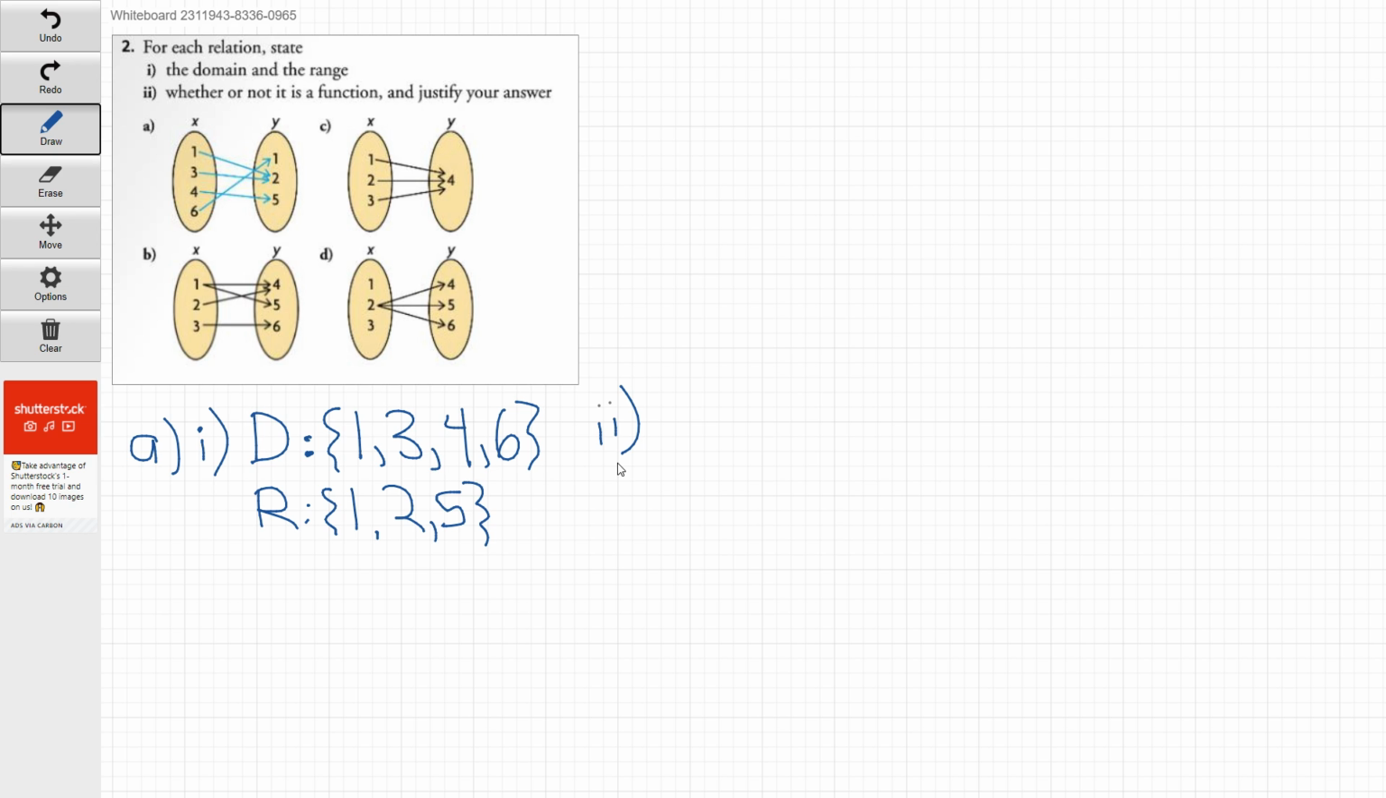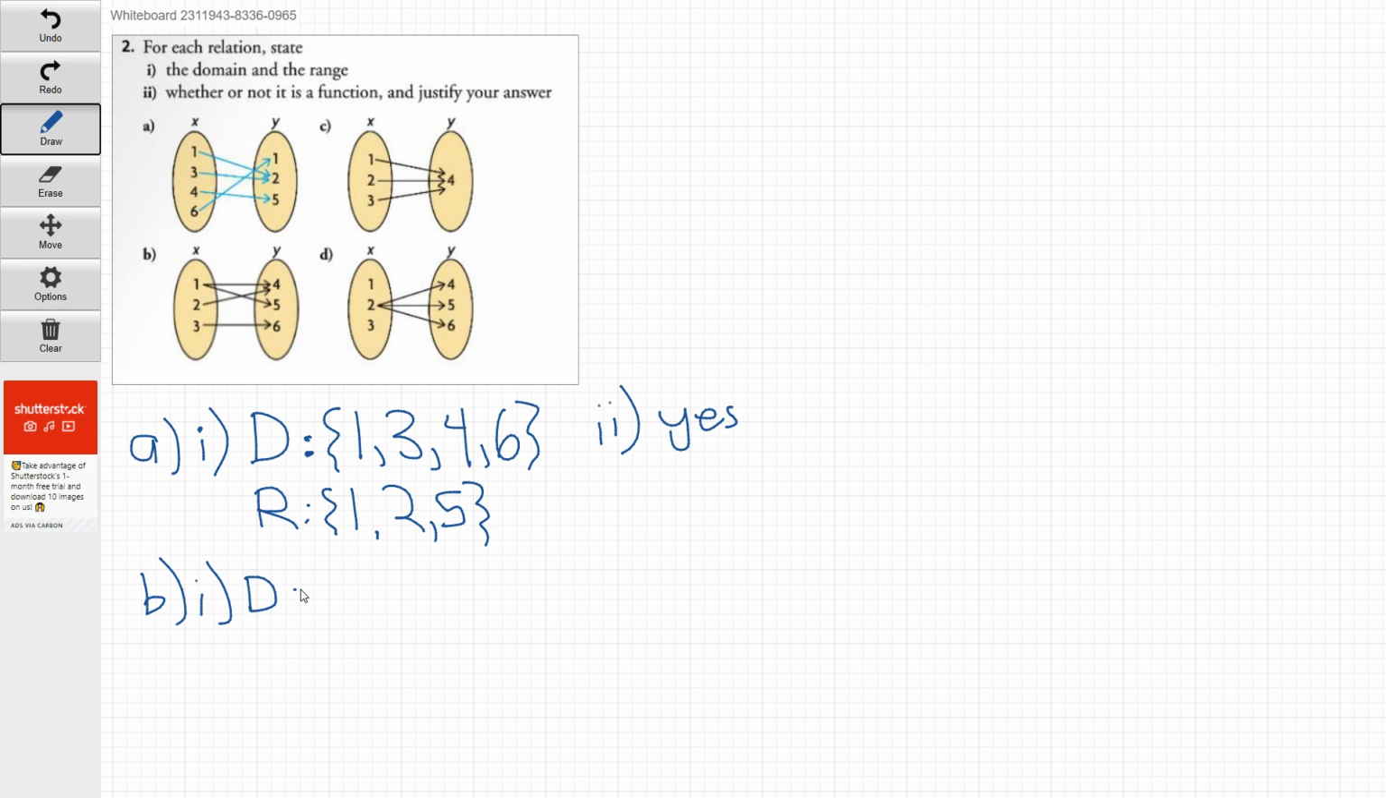Alright, so remember the definition of a function is every x, every input, can only have one output. So if we look at each number here in our input, 1, 3, 4, and 6, each of them only points to one y, one output, so we're good. So we'll say yes, this is a function. Okay, let's take a look at B.